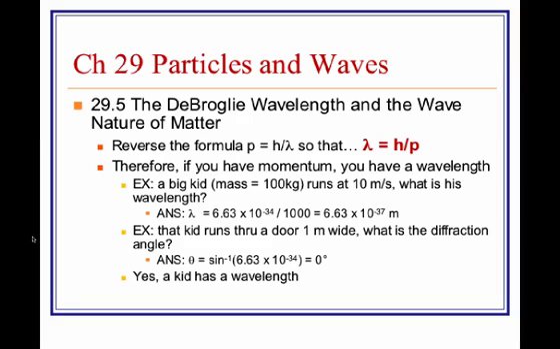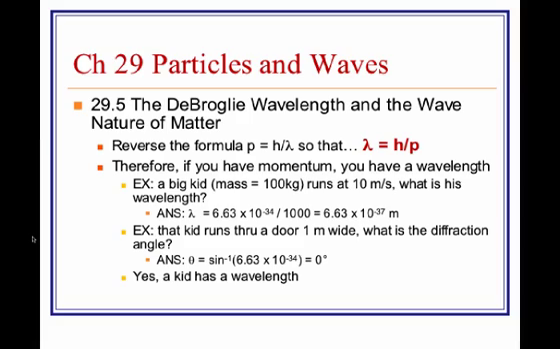So in order to reverse the formula from momentum is equal to Planck's constant divided by the wavelength, we get the wavelength is equal to Planck's constant divided by the momentum. So every object actually has a certain wavelength. It just happens that that wavelength is so small.